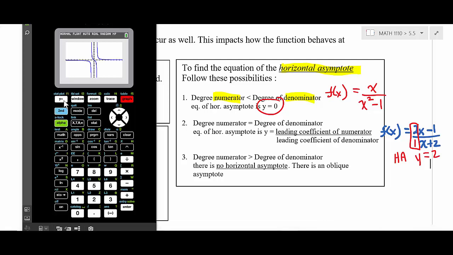Okay, now let me show you what happens on this one on the calculator also. So if I put this in, I'd have to put in the numerator in parentheses like this. That would have to go like that. Then divide by parentheses x plus 2. All right.